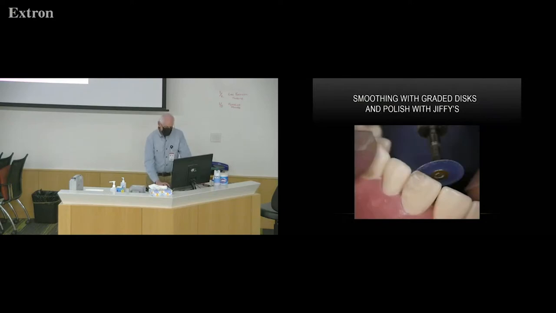Then you can go to the discs, the graded discs, the medium, fine, and super fine, or you can use the jiffies. Now, if you're using the jiffies, what one would you use on a lingual? The point would work well, wouldn't it? Because it's shaped like that. What are you going to use on the labial? How about the cup? Because the cup will smooth, but then because it's concave, it won't flatten the tooth out. And it'll maintain your anatomy.